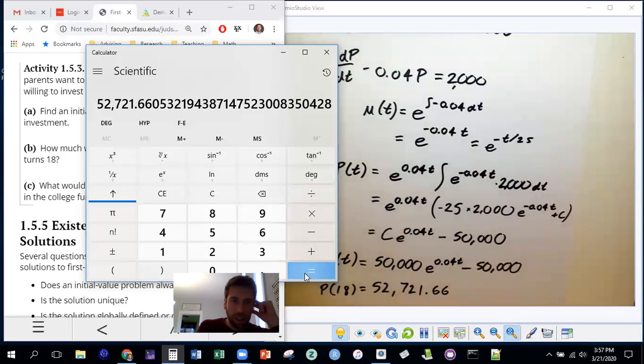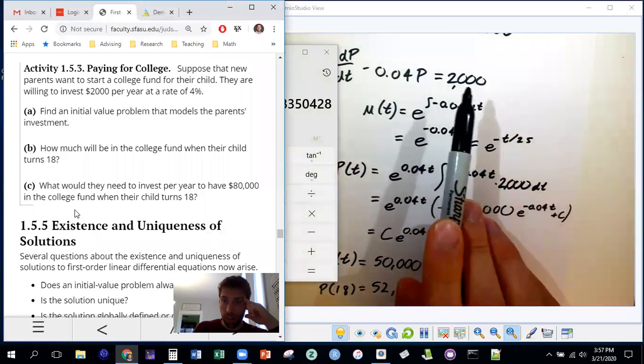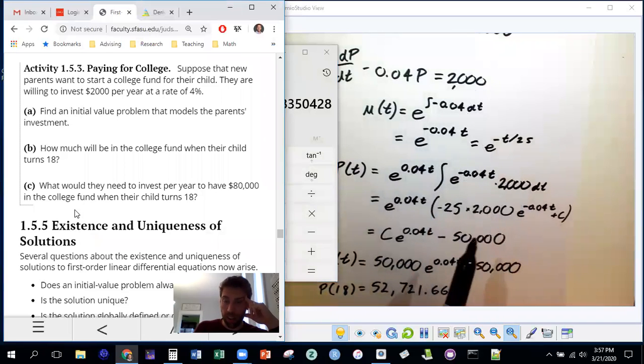Okay. Now, what would they need to invest per year to have $80,000 in the college fund when the child turns 18? Well, we could do it all over again with a variable instead of 2,000, or we can track the 2,000 throughout this whole process. So this number right here is 25 times 2,000. So really it's 25 times your yearly payment.